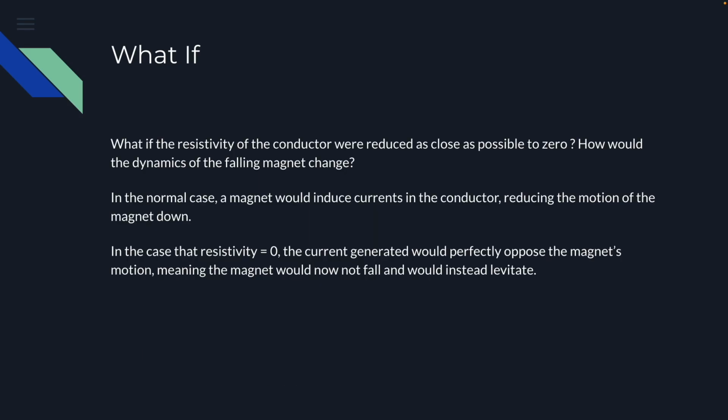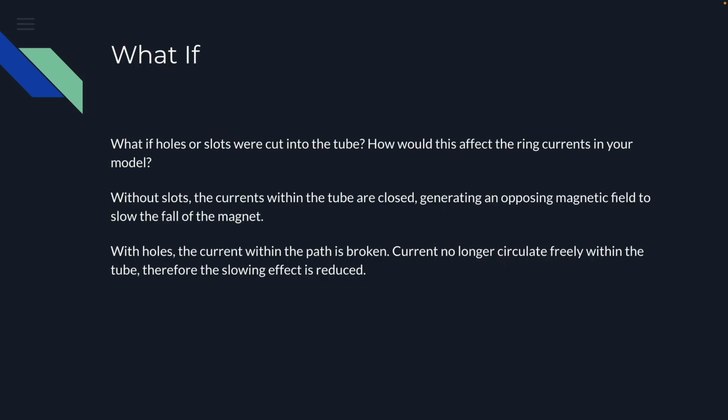What if? What if the resistance of the conductor were reduced as close as possible to zero? How would the dynamics of the falling magnet change? In the normal case, a magnet would induce currents in the conductor, reducing the motion of the magnet down. In the case that resistivity is equal to zero, the current generated would perfectly oppose the magnet's motion, meaning the magnet would not fall and would instead levitate in the tube.